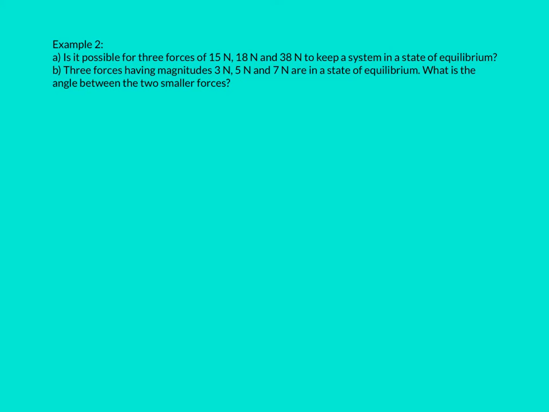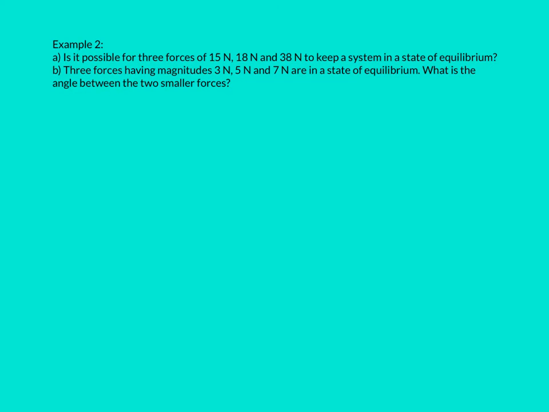Sorry, that first example took a little longer to get written down than I expected. I'll try to get through this one a little quicker. So example 2, we're doing 2 parts. So is it possible for 3 forces of 15 newtons, 18 newtons, and 38 newtons to keep a system in a state of equilibrium? So what we're looking for here is the resultant 0, because then we wouldn't need an equilibrium force. So the question is this possible?